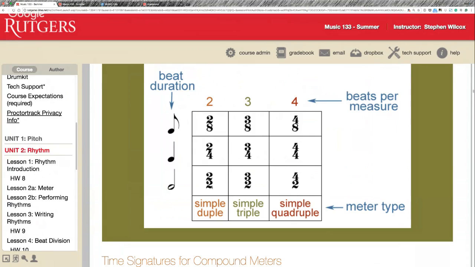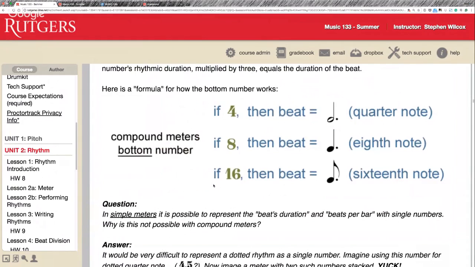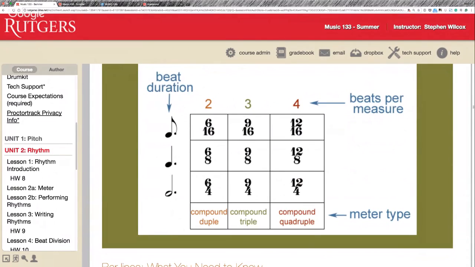Now that's important when we get to compound, and it's compound that gives people trouble. So let's scroll down to compound. Okay, now compound, again, it's in duple, triple, or quadruple. And you'll notice pretty much, we're not trying to fool you, the numbers are 6, 9, and 12. Now 6 is always duple, so 6 divided by 3 is 2. 9 divided by 3 is 3, triple. And 12 divided by 3 is 4, quadruple.